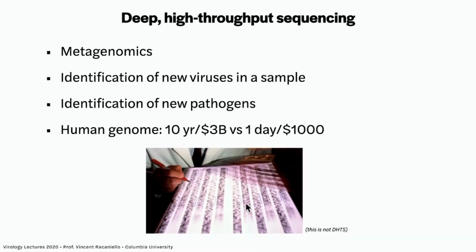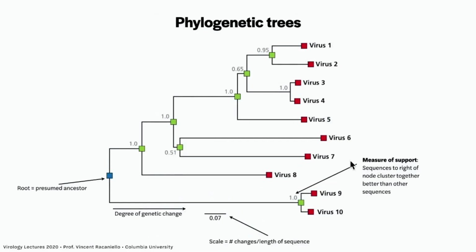And by the way, this is not deep, high-throughput sequencing. This is what I used to do, running gels to do sequencing, which takes much longer. For an example, I sequenced the genome of poliovirus in 1980. It's a genome of 7,400 bases of RNA. It took me 1 year. Today, you could do it in 30 minutes. Just send it to a company and they would do it quickly.